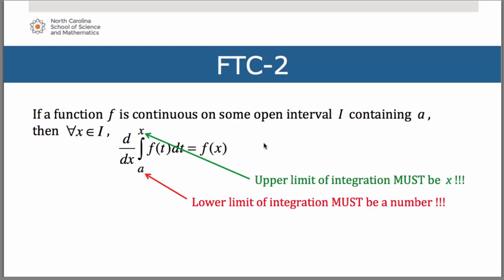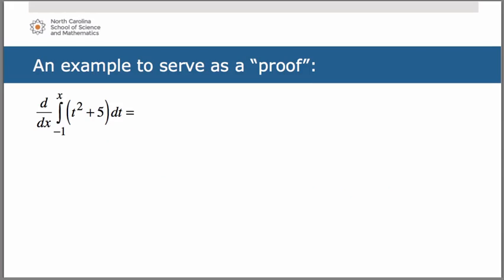And in a follow-up video, you're going to see several worked examples of this. But let me first walk you through an example to serve as an algebraic proof as to why this works. For our example, we're going to take the derivative of the integral from -1 to x of t squared plus 5 dt. Now notice a couple things. We do have our lower limit of integration being a number and the upper limit being x as required. Notice the variable of integration here is a t, which is different from the x.